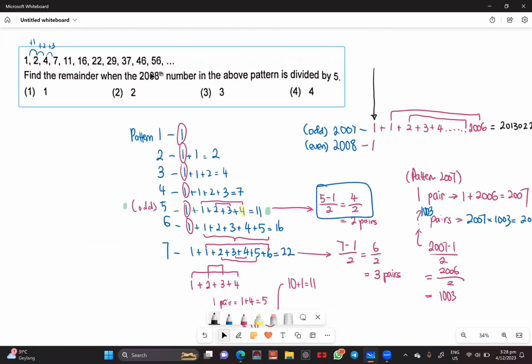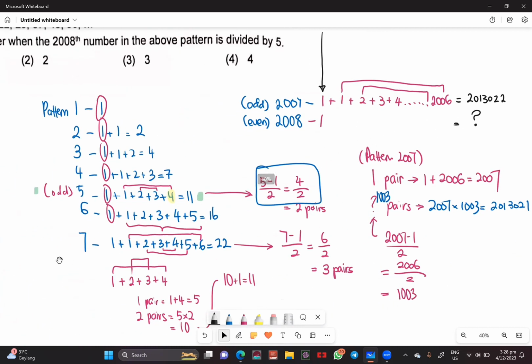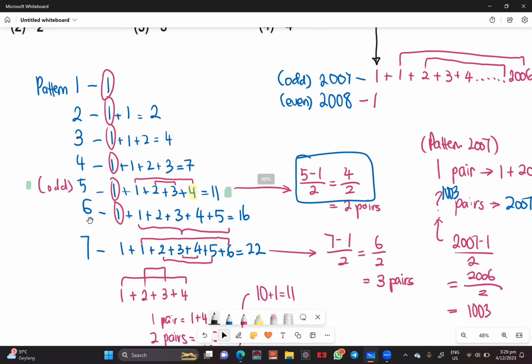The question is asking us to find pattern 2008. So pattern 2008, what is the total for pattern 2008? Same thing, we use something simple, okay? I just want you to keep looking at pattern 5 and 6. You see, if pattern 5 is my pattern 2007, and when pattern 5 is 11, pattern 6 is 16. What is the difference? The difference is basically just plus 5.